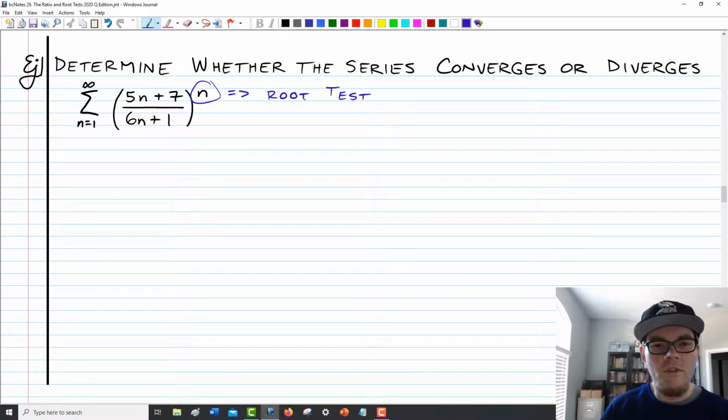Made sure I wanted to get that one in there one more time. But we're using the root test because of that n. So let's set it up.